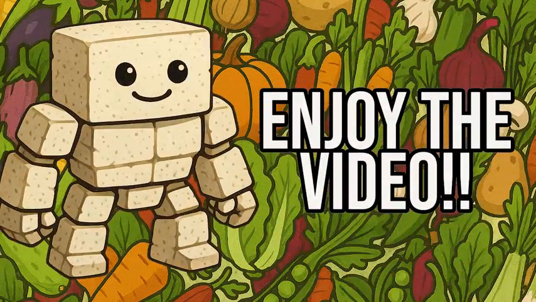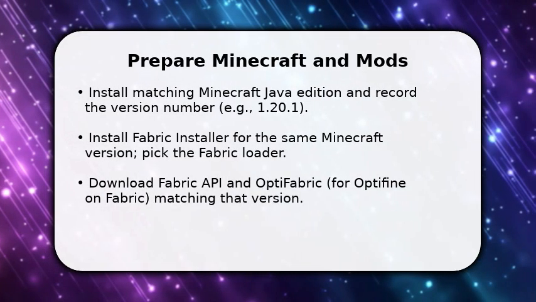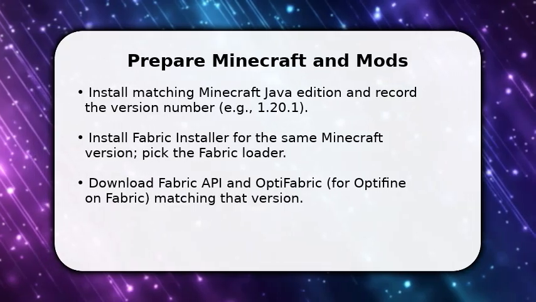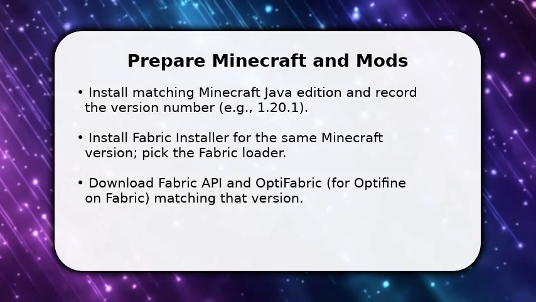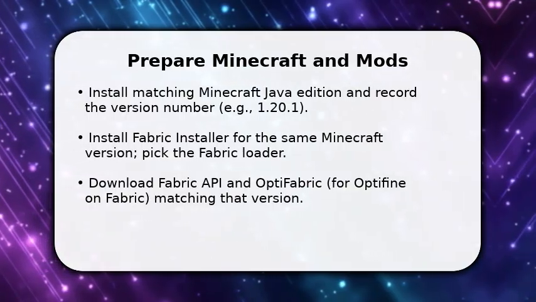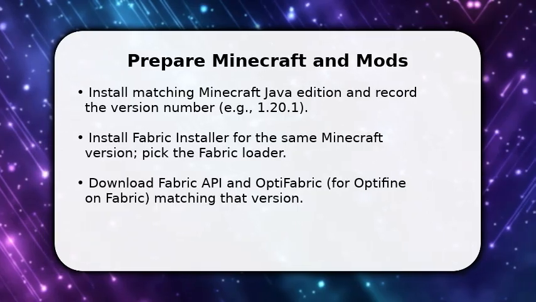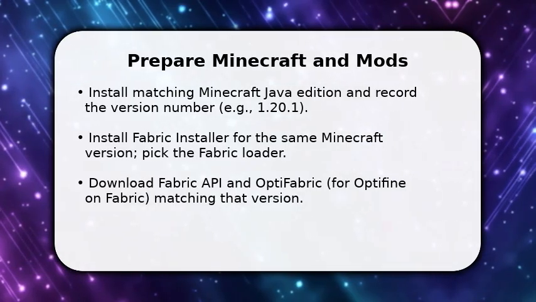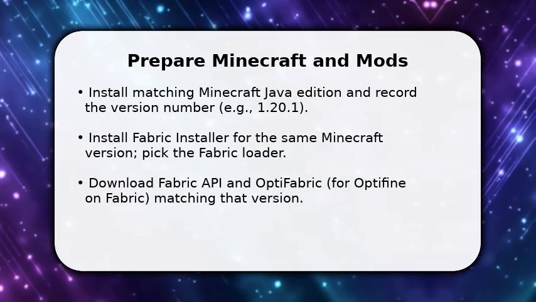Please enjoy the video. You start by matching versions. Get Minecraft Java and note its exact version so mods will run. Next, run the Fabric installer and choose the Fabric loader for that same version. Once done, download Fabric API plus OptiFabric and the Optifine JAR that correspond.